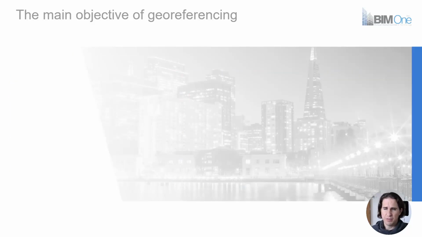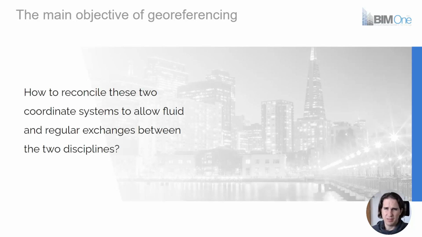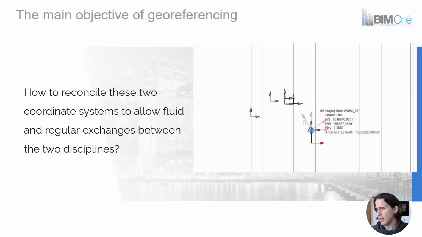The main objective of georeferencing is to answer that question: how do you reconcile these two coordinate systems, or how do you make them more fluid in their communication and exchanges? For the record, this small picture illustrates it pretty well. It's the same building, different files, but for the same building. All the models are georeferenced, and the modeling just started in different places.